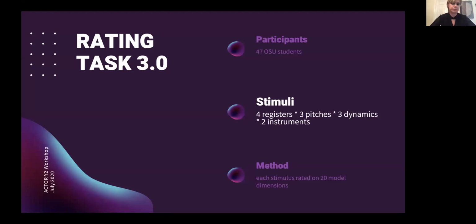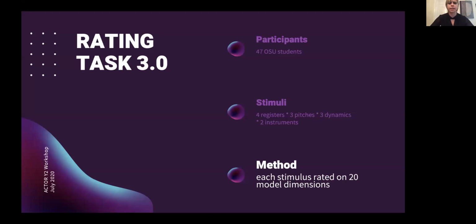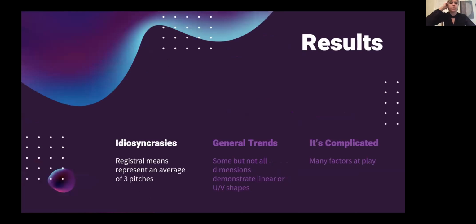Methodologically, each of the stimuli was rated on the 20 dimensions of the model that I've been describing. To examine the results, I calculated an average value for each of the 3 chromatically neighboring notes within a register, so that represented that register. And that's what you'll see in the following graphs.